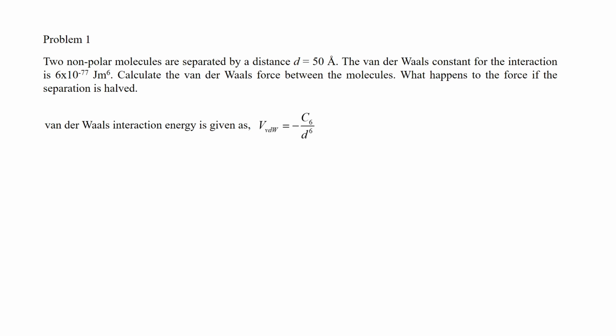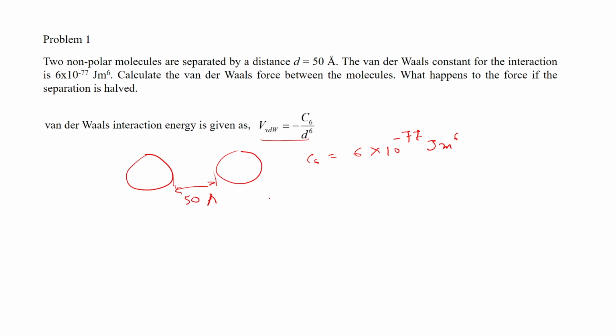So, let us take a small example here. Two non-polar molecules are separated by a distance, let us say 50 angstrom, that means 5 nanometer. The van der Waals constant for the interaction, C6, is given: C6 is 6 into 10 to the power minus 77 joule meters to the power 6. Calculate the van der Waals force. Remember, that is the van der Waals interaction energy.